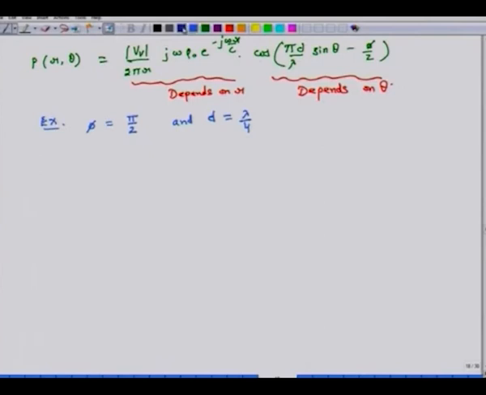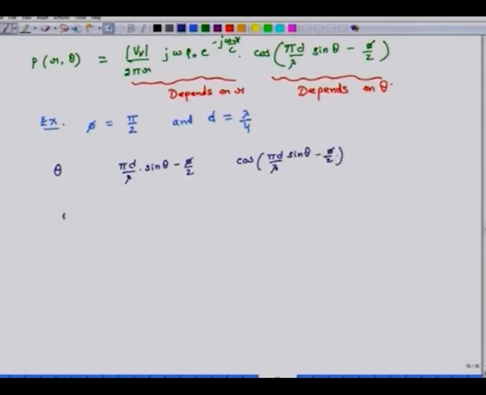The first column in the table is theta. The second column in the table will be pi d over lambda times sin theta minus phi over 2, and the third column will be cosine of pi d sin theta over lambda minus phi over 2.